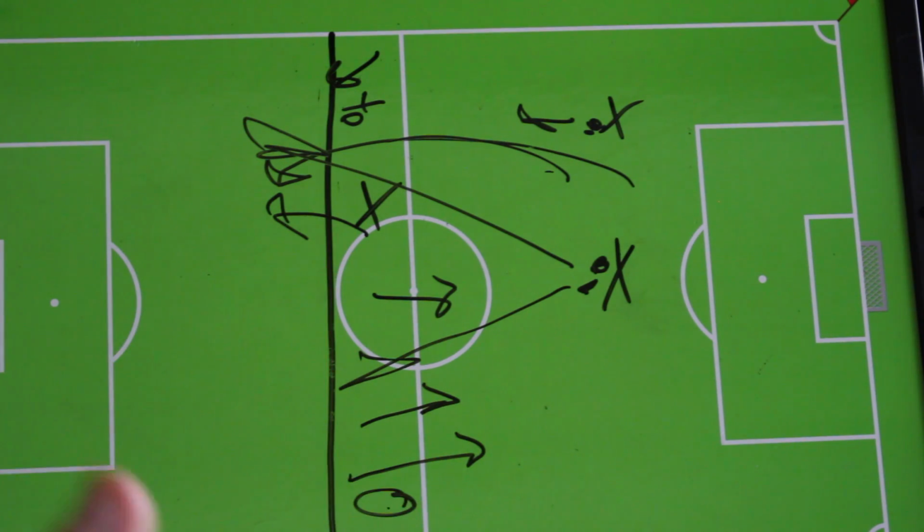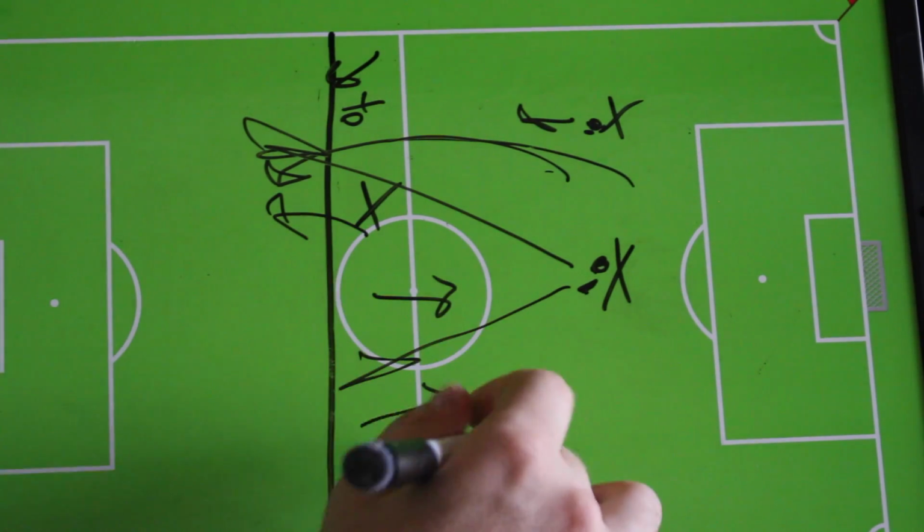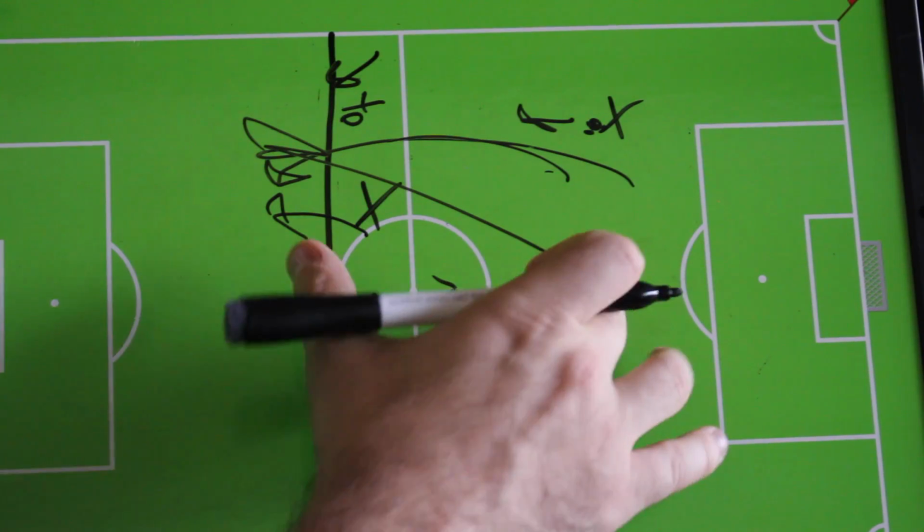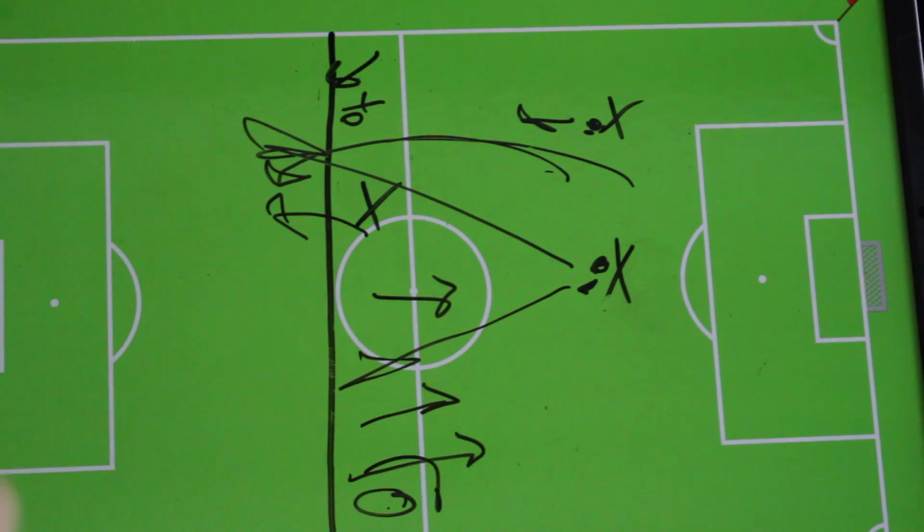And the way you do that, like I said, is always keep your body open to the play. You can see the ball, you can see the last line of defense. You have a much better understanding of what's going on on the field at that time. And that really does give you the biggest advantage.